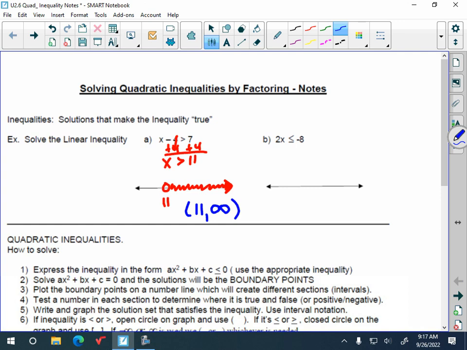All right, and then b, let's solve that one. Here we can divide both sides by 2 first, and so we get x is less than or equal to negative 4. We can put the answer on a number line. This is going to be a closed circle at negative 4, and it's pointing to the left, so we would shade to the left. Then our interval notation, working left to right, negative infinity would hit first, to negative 4 with a bracket.